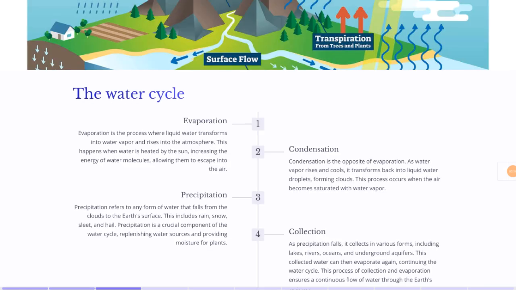The water cycle. 1. Evaporation. Evaporation is the process where liquid water transforms into water vapor and rises into the atmosphere. This happens when water is heated by the sun, increasing the energy of water molecules, allowing them to escape into the air.